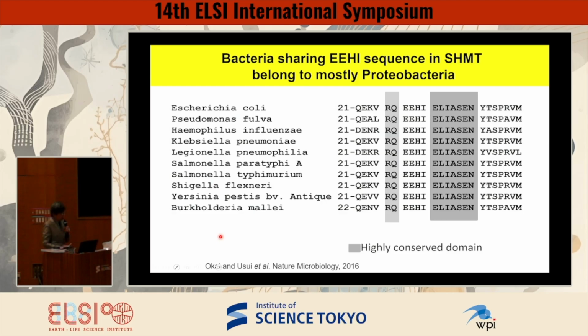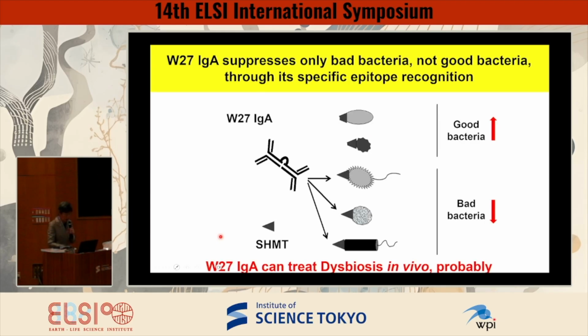And again, my question: why does the immune system know this should be targeted, to distinguish only the harmful bacteria? The SHMT protein is expressed in most bacteria, but that epitope is different. So the bad bacteria are suppressed by W27 IgA, but the good bacteria are spared and can grow, causing a good balance of the gut environment. Next, this IgA can probably treat dysbiosis in vivo.